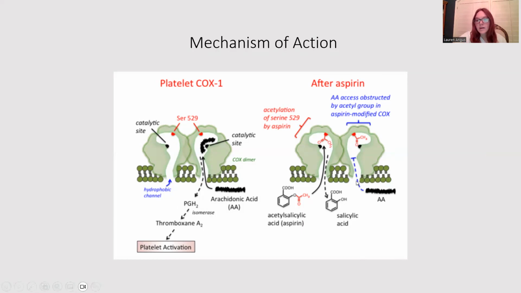Now, if you administer aspirin, what happens is aspirin will go up into the active site of COX, and acetylation of the serine will occur right up in here. Therefore, your arachidonic acid will not be able to go up into the active site. No metabolism will occur. Therefore, that cascade of creating that prostaglandin and that thromboxane will not occur. Therefore, your platelets will not aggregate. They will not be active due to just that inhibition of that cycle right here.